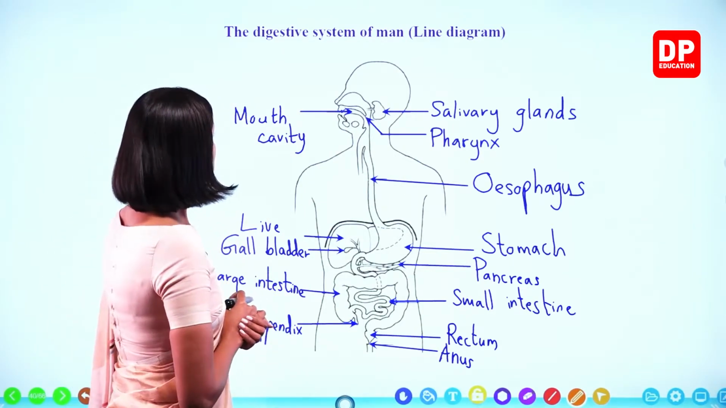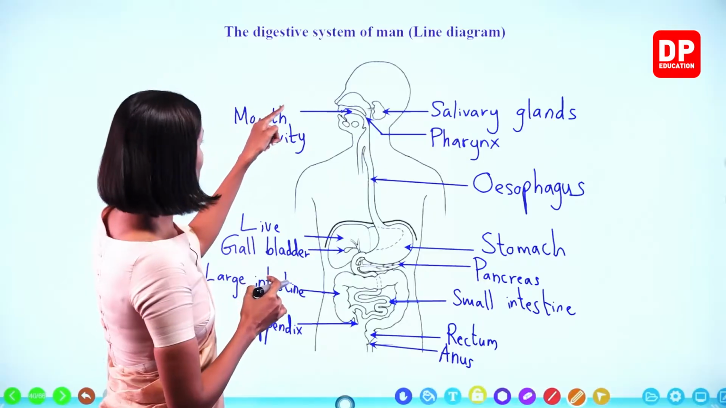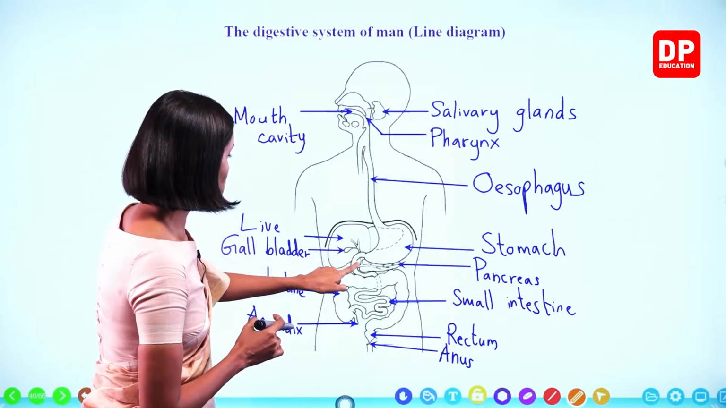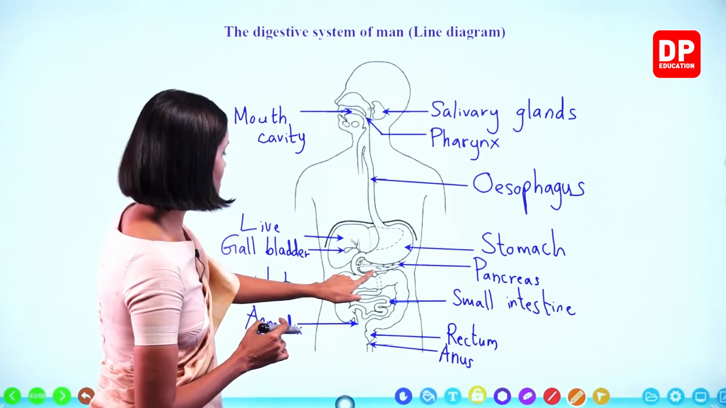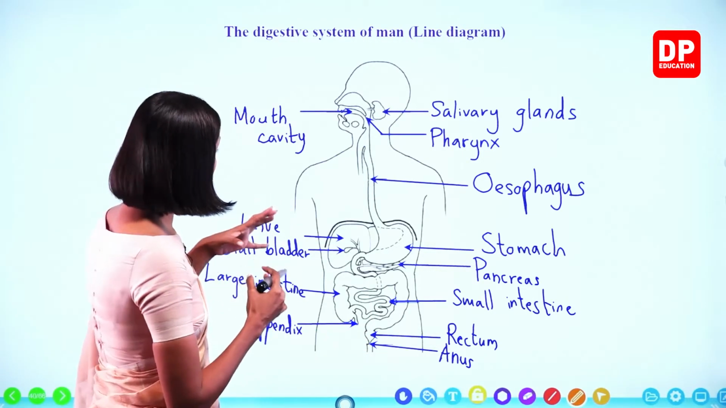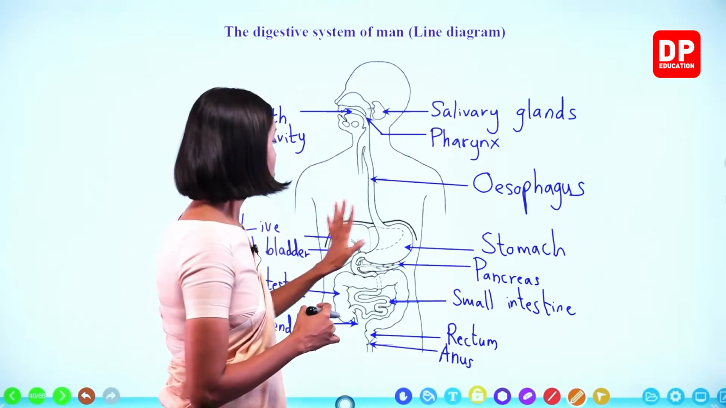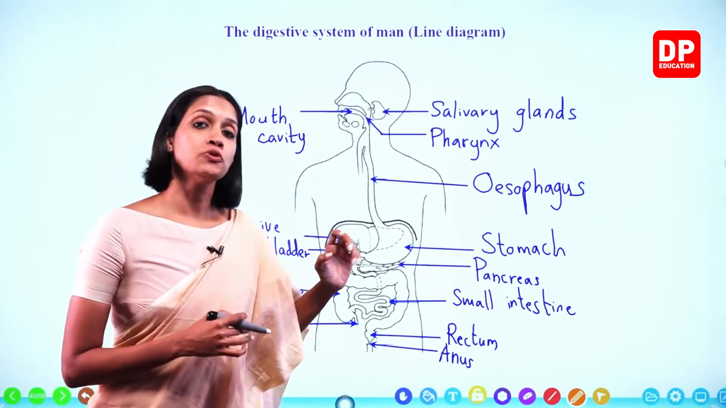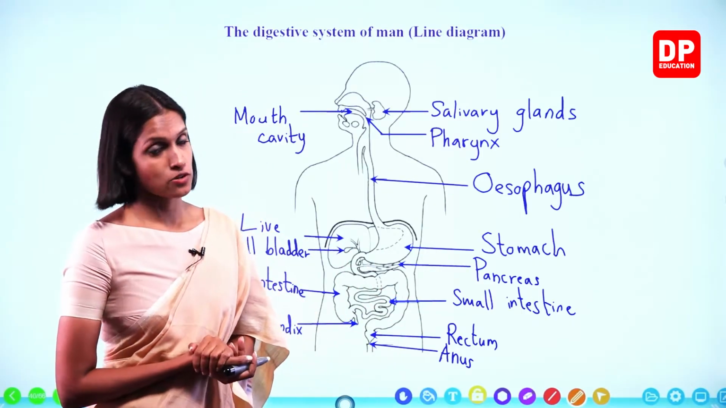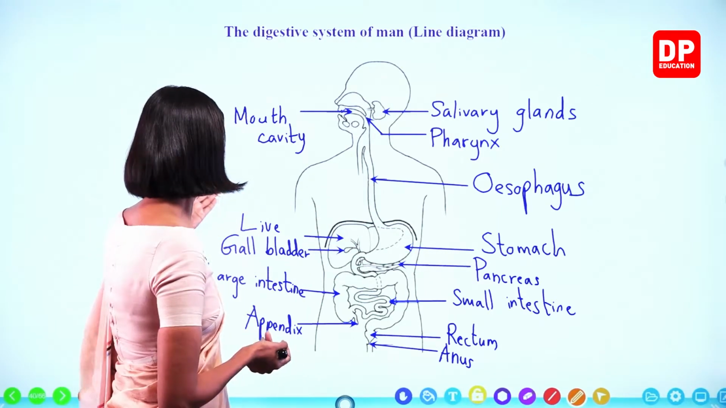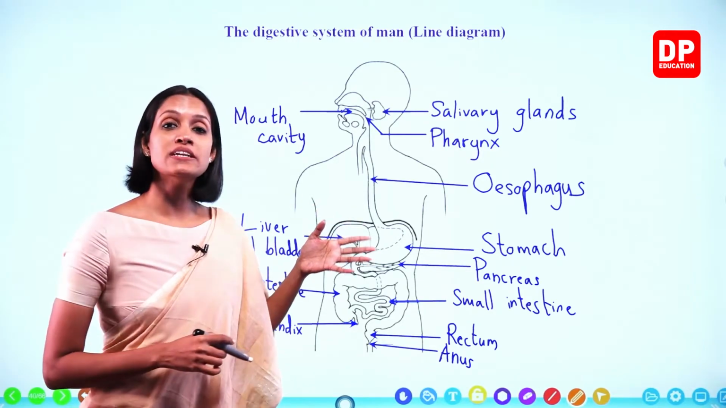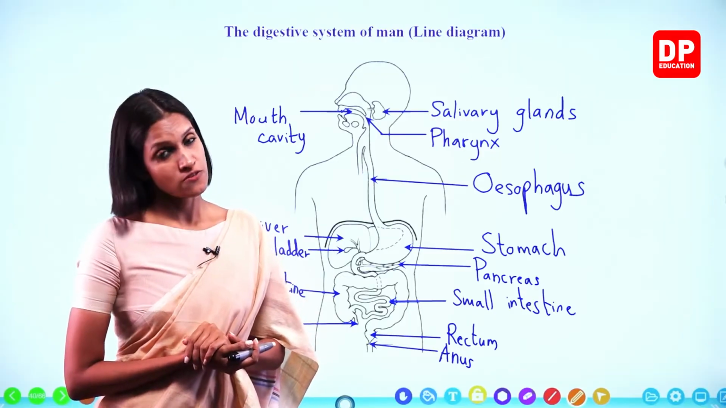Right, children? So what is the path of food? From mouth cavity through pharynx, esophagus, stomach, small intestine, large intestine, rectum, anus. Right? So food does not go through any of the other organs mentioned here. Therefore, those organs, like pancreas, liver, gallbladder, are known as the organs associated with the digestive system.